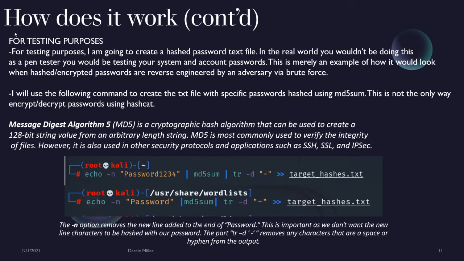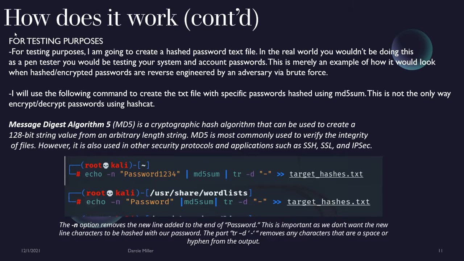How does it work? Continued. For testing purposes, I'm going to create a hashed password text file. In the real world, you wouldn't be doing this as a pen tester. You would be testing your system and account passwords. This is merely an example of how it would look when hashed or encrypted passwords are reverse engineered by an adversary via brute force. I will use the following command to create the text file with specific passwords hashed using md5sum. This is not the only way to encrypt or decrypt passwords using Hashcat.